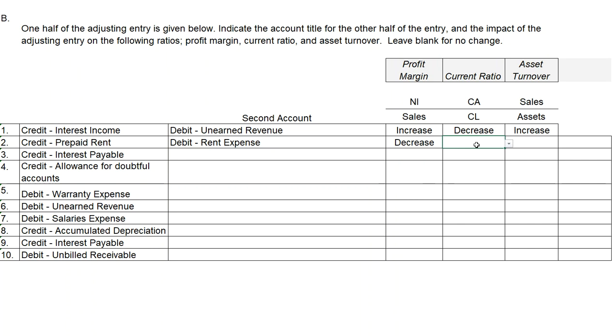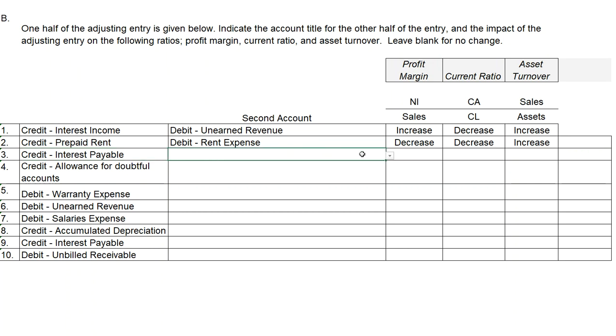Prepaid rent is a current asset. And as current assets go down, our numerator goes down, so our current ratio decreases. We had no change in sales, but a decrease in assets. So overall, this fraction gets larger and we have an increase in asset turnover. Let's take a look. Next one, credit interest payable.